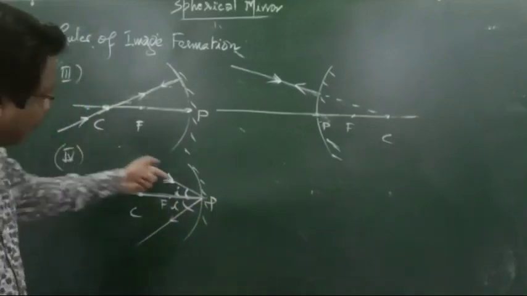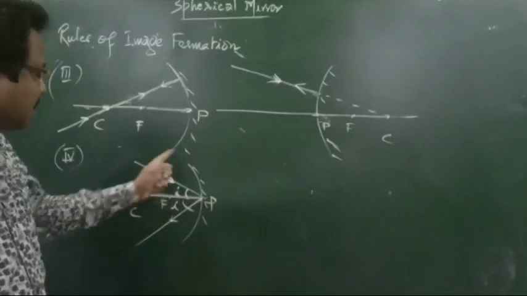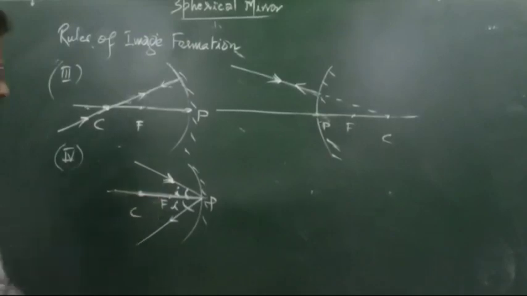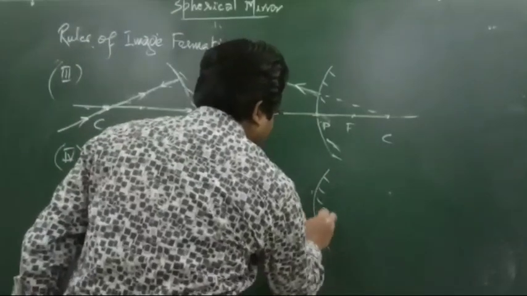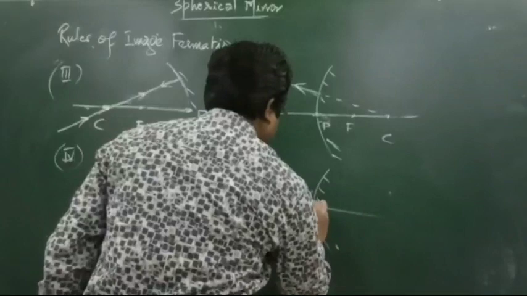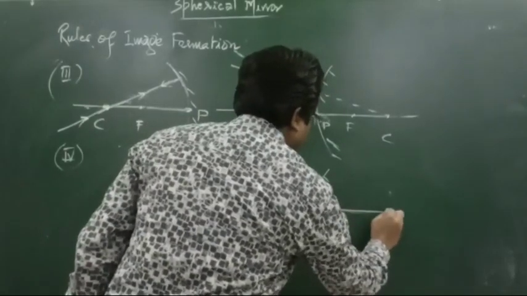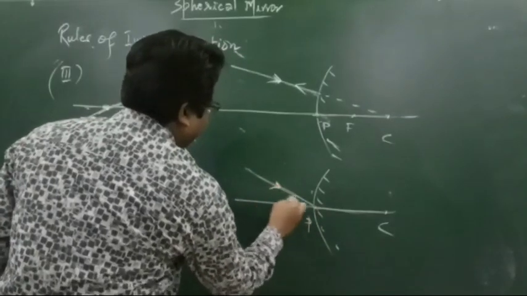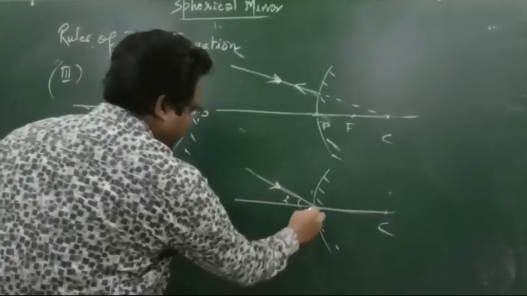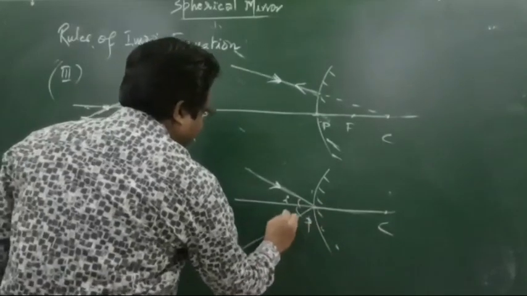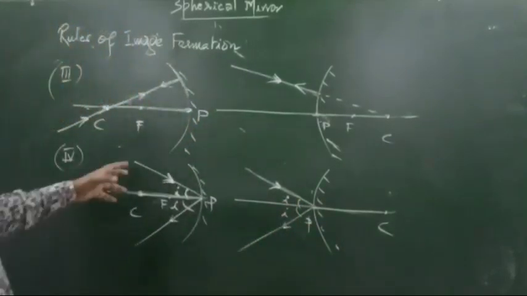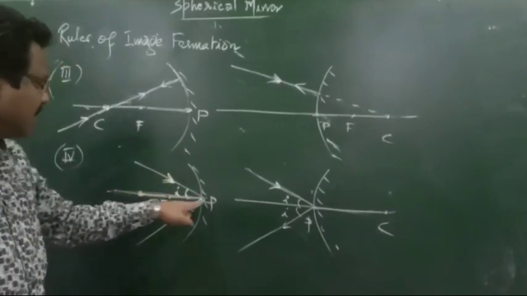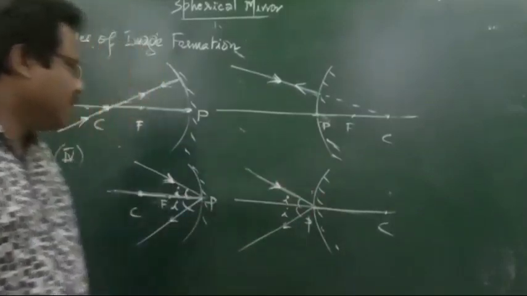So at whatever angle it is incident from the principal axis at the pole, at the same angle it is reflected back. And for a convex mirror, with pole and center of curvature, suppose a ray is incident like this, making an angle I, then it will be reflected back with the same angle I. So whenever a ray is incident at the pole at an angle I from the principal axis, it is reflected at the same angle. You got the point?